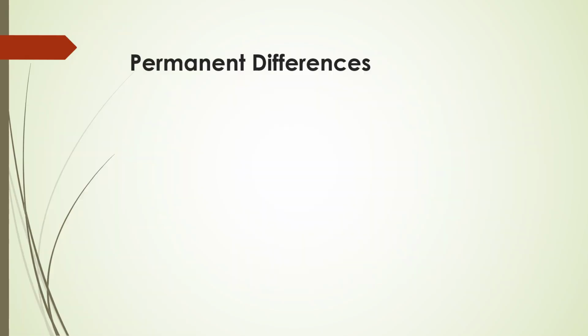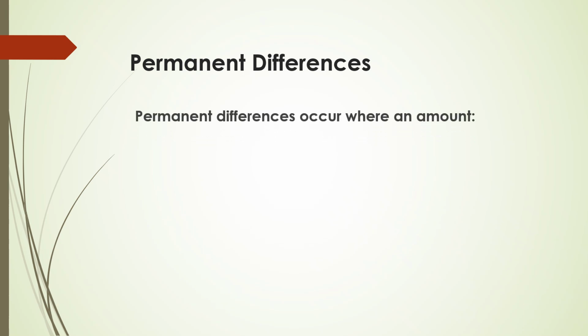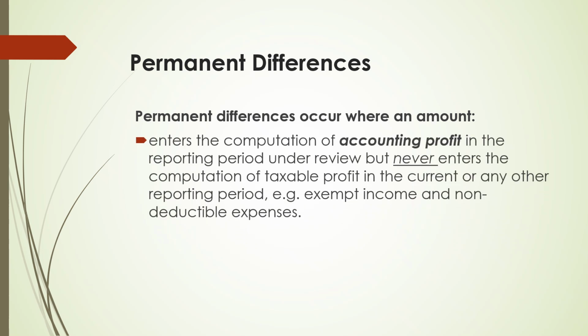Let us look at why permanent differences occur. Permanent differences occur when an amount enters the computation of accounting profit in the reporting period under review, but it never enters the computation of taxable profit in the current or any other reporting period. So this may be exempt income or non-deductible expenses.